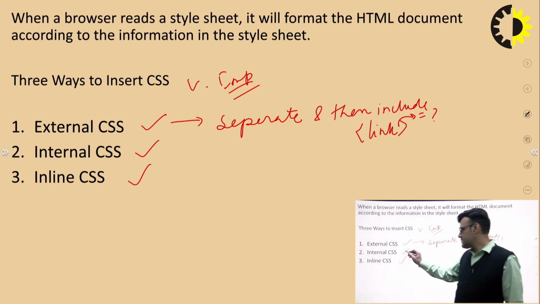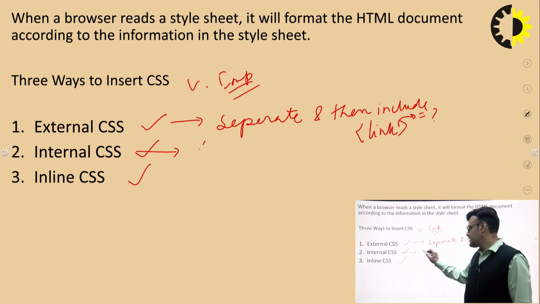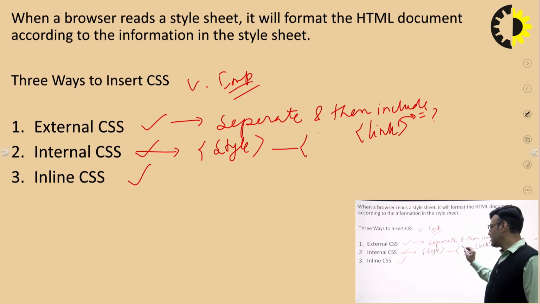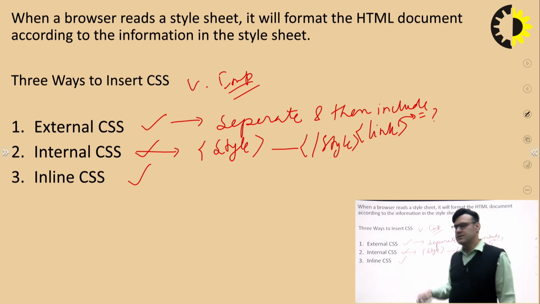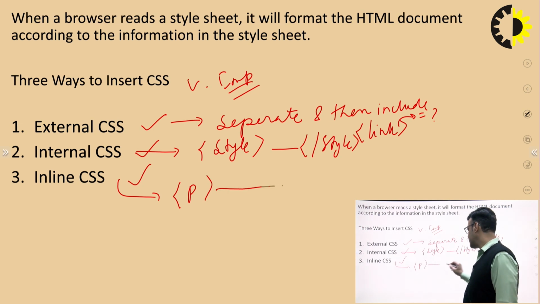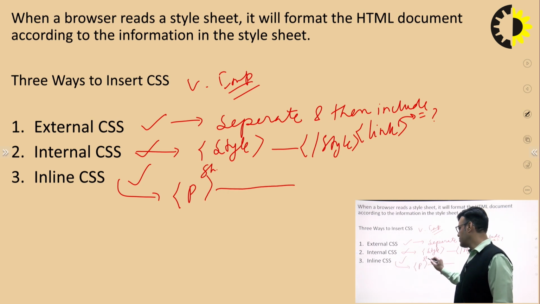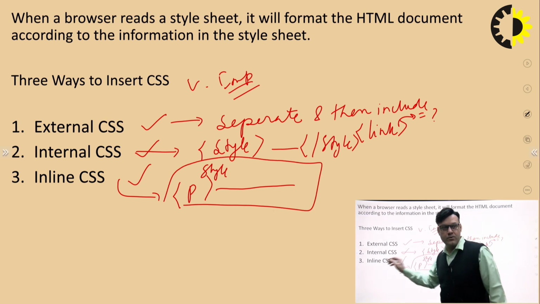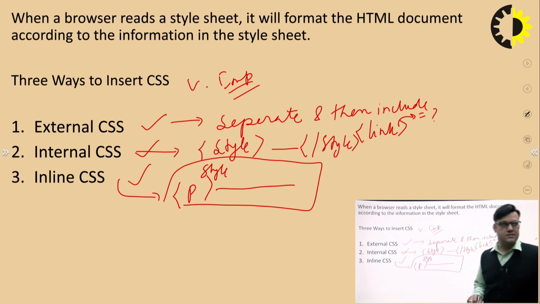Internal CSS, as we have already seen in the previous examples, with the help of these style tags, we are going to include the internal CSS. And what is this inline? Inline means on the specific tag. On the specific tag P, for example, on this paragraph, I just want to do some styling. So I will use in a single line this style attribute on a particular tag. It is called inline CSS, right?